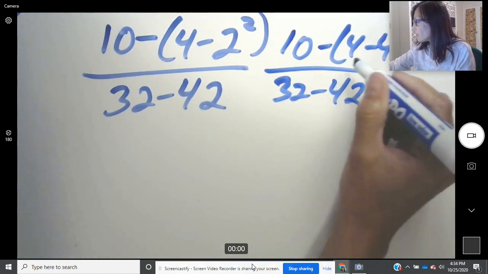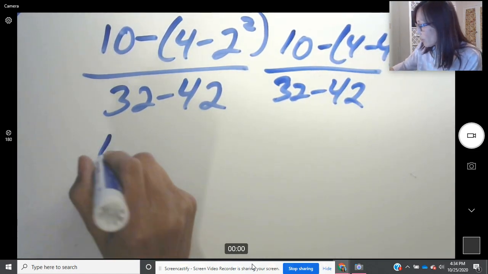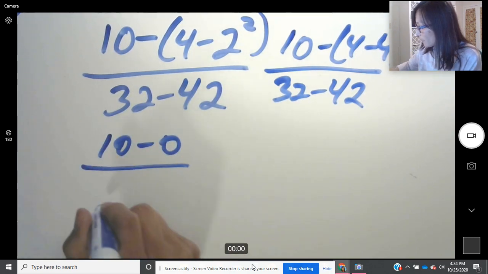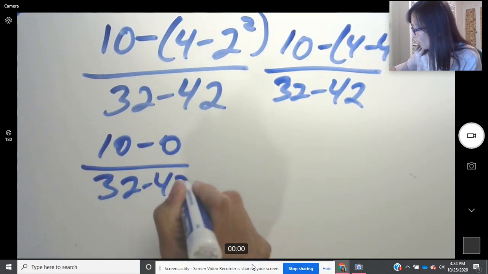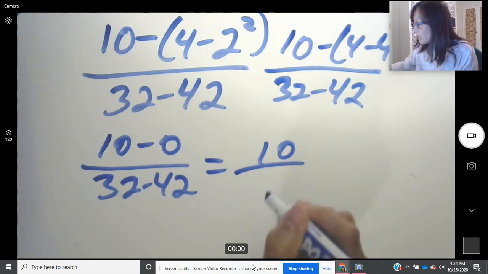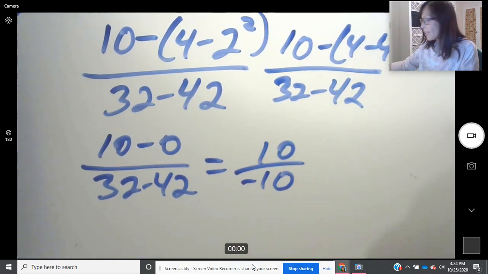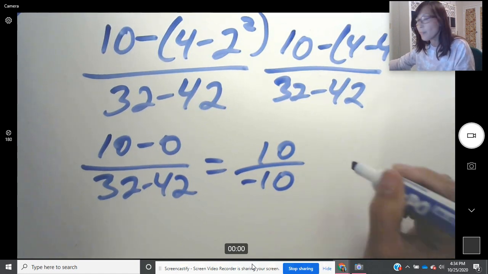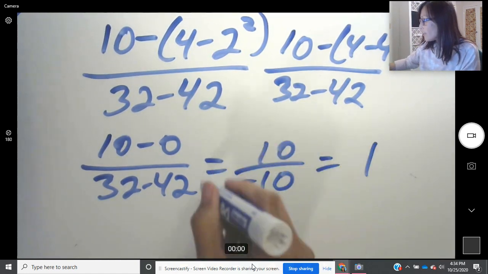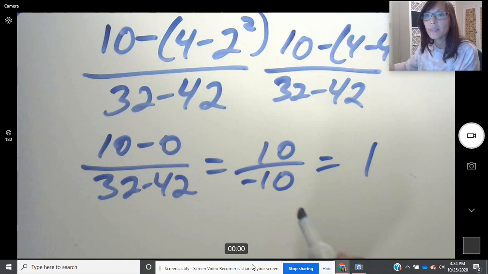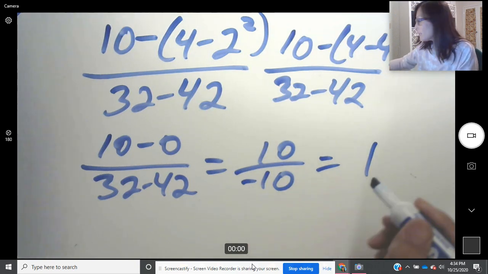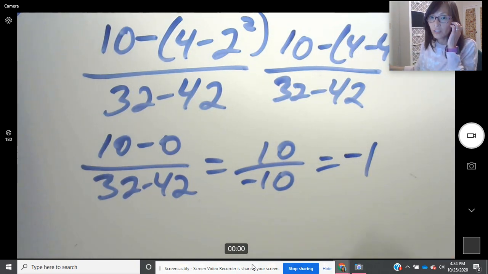And so now that's 4 minus 4, which is 0. Which is the same as 10. And then 32 minus 42 is negative 10. 10 divided by 10 is equal to 1. And in our multiplication and division, 1 minus 1 negative makes your answer negative.